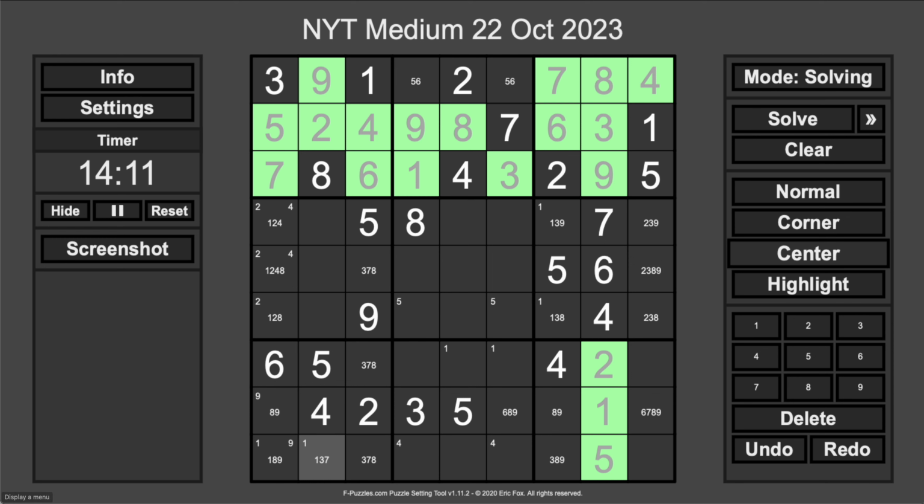Oh, and 8. Tell me for ages that can't be 8. I've got 2, 4, 5, 8, 9. I need 1, 3, 6, and 7 for the rest of column 2. That was not 6, but could be any of the others. This could still be anything. That's not 6. That's not 7.